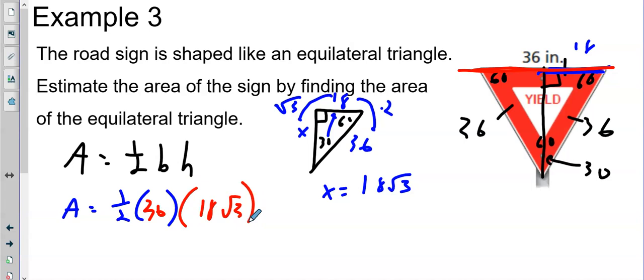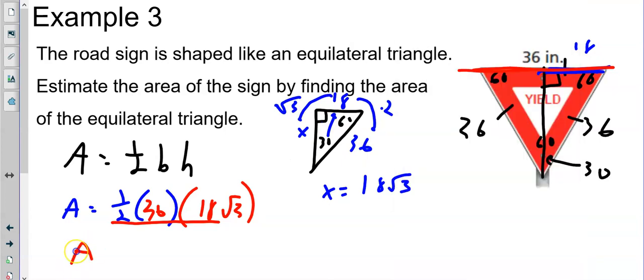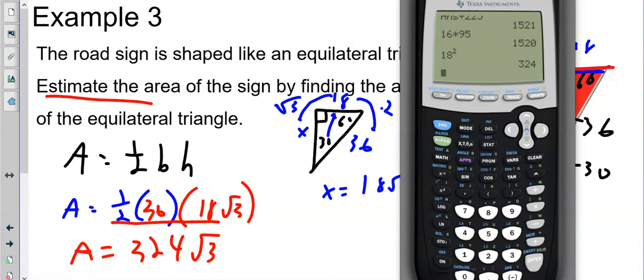I'm going to leave the radical, okay, for now. And I'm just going to deal with these numbers. 1/2 times 36 times 18. Well, 1/2 of 36 is 18. 18 times 18, let's see what that is. 18 squared, that's 324. So 324 times the square root of 3. It says estimate, so I'm just going to take 324 times the square root of 3. And that's about 561.2.